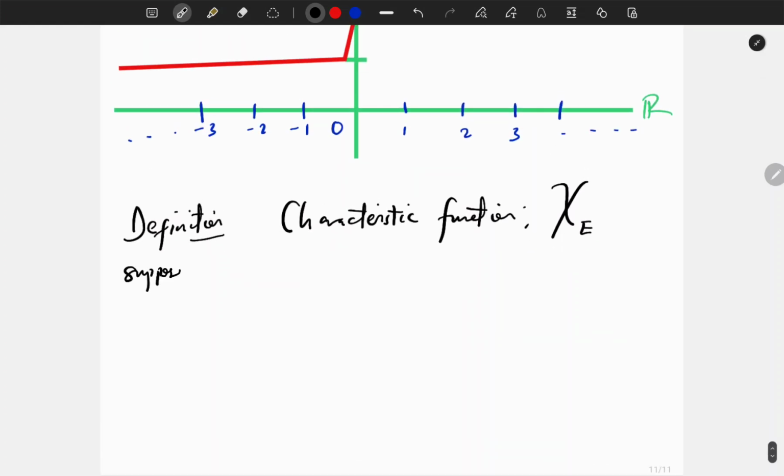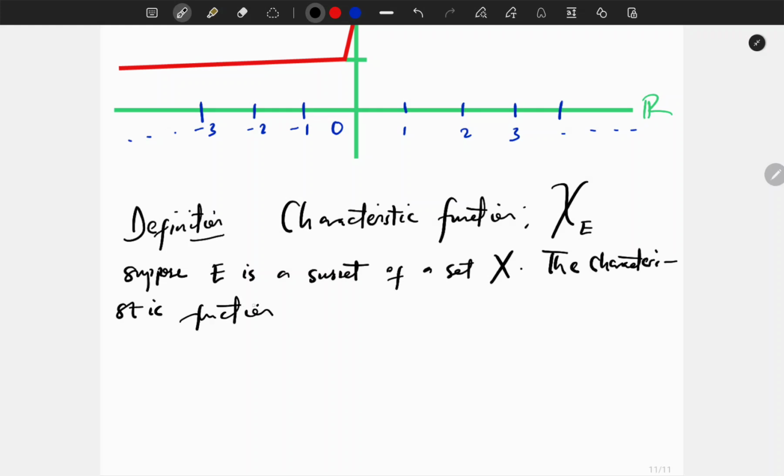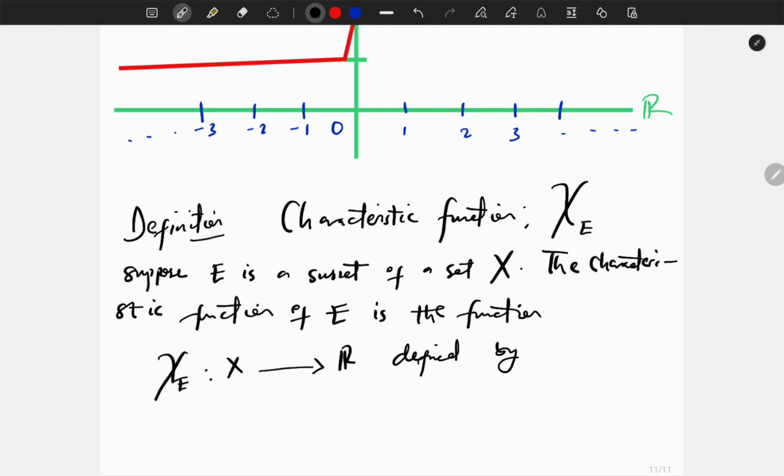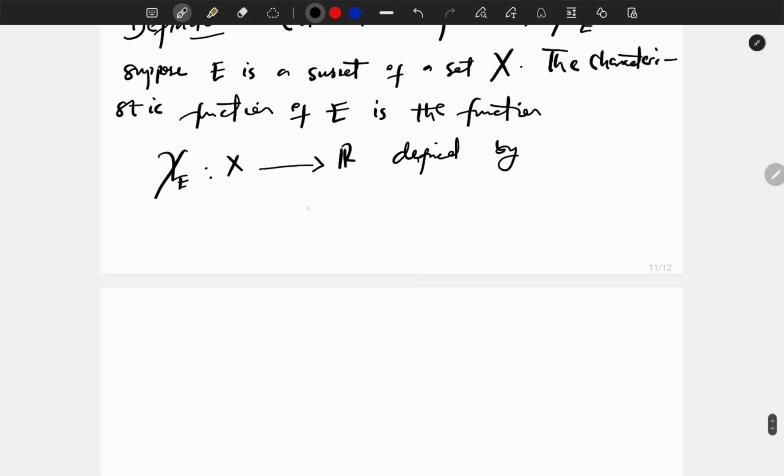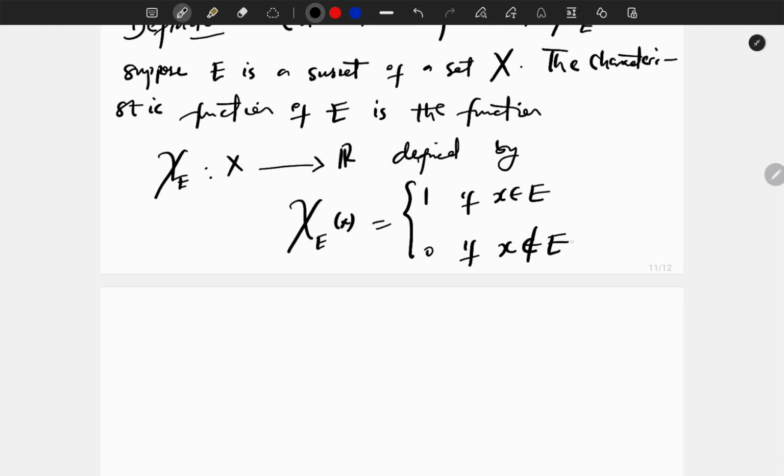So suppose E is a subset of a set X. The characteristic function of E is the function chi_E such that X is mapped to R, defined by chi_E of x equals 1 if x belongs to E and 0 if x does not belong to E.